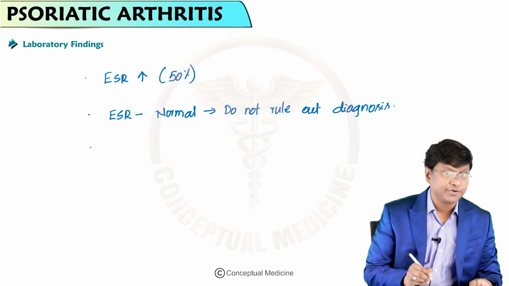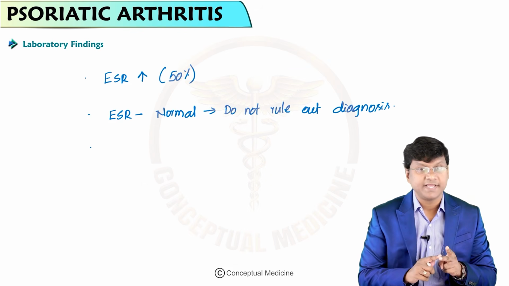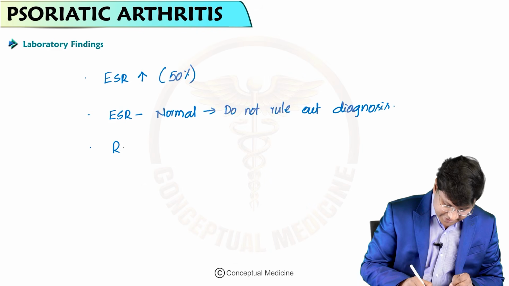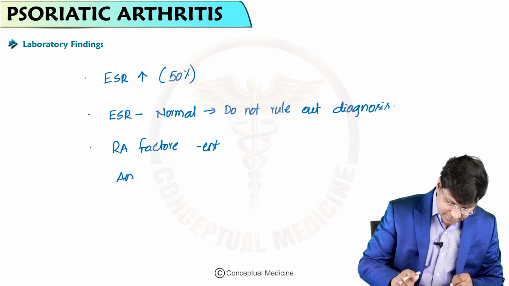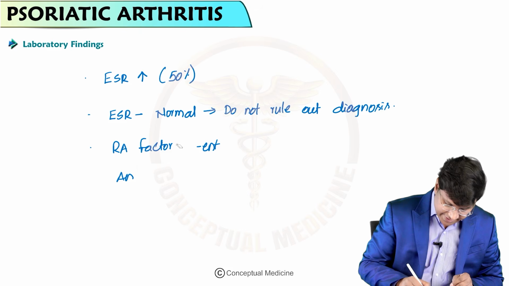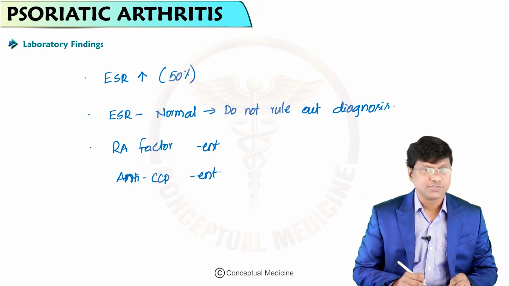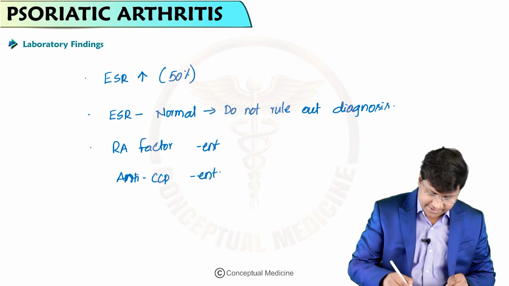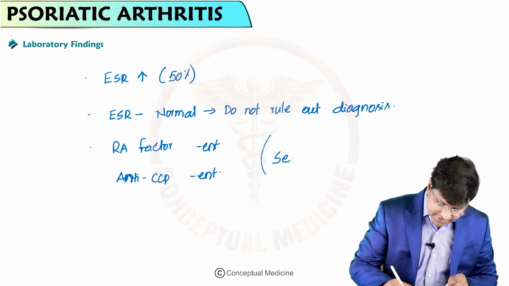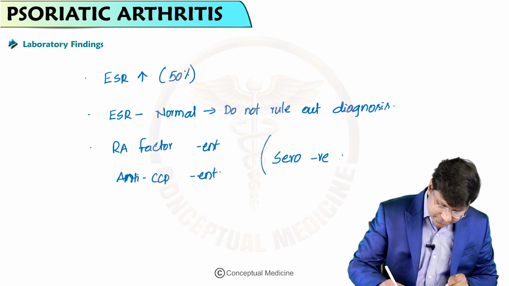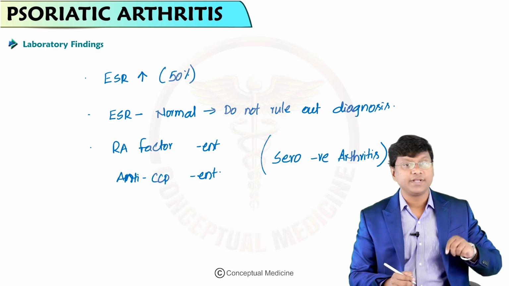And the other point is that RA factor and anti-CCP antibodies are not present. RA factor is absent, and anti-CCP is also absent. Remember, psoriatic arthritis is a seronegative arthritis.